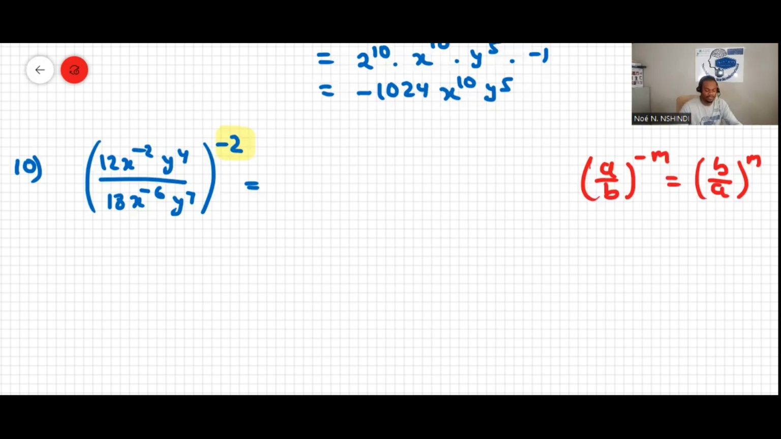Now, we can see that 12 and 18 have a common factor, which is 6. So if I divide 12 by 6, I'll get 2. If I divide 18 by 6, I'll get 3. So you can simplify these two.